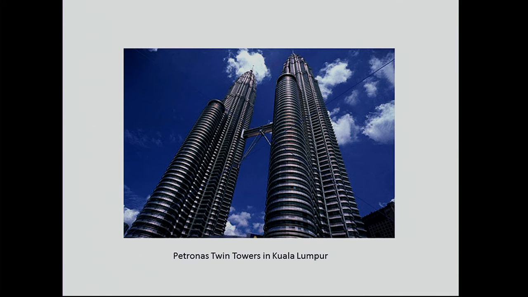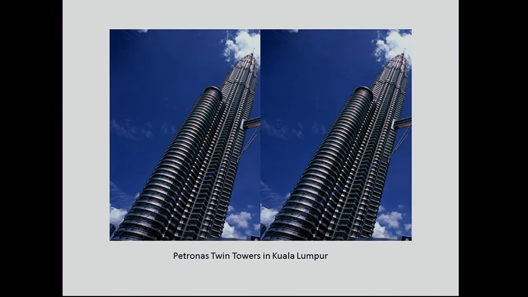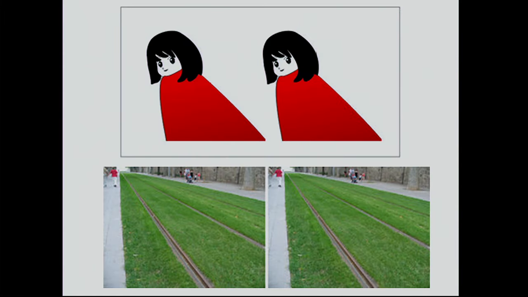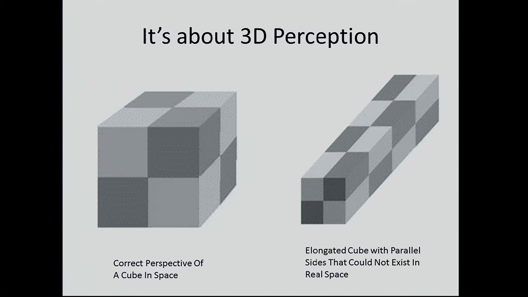And in fact, if you take one of these two towers from Kuala Lumpur and put the same picture side by side, now they also appear to diverge, and the right one appears to lean more than the left one. And you can see this as well with train tracks, but not with these two girls that are side by side. One of them doesn't appear to lean more than the other, and that is because our brain is not interpreting them as receding into the distance. Only for objects that appear to recede in the distance does this illusion work.